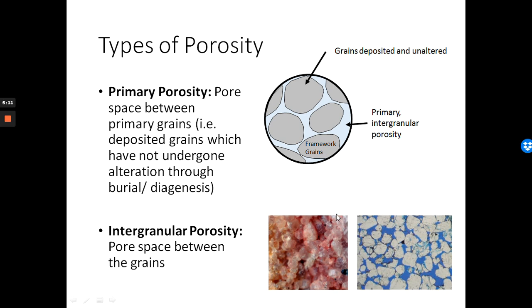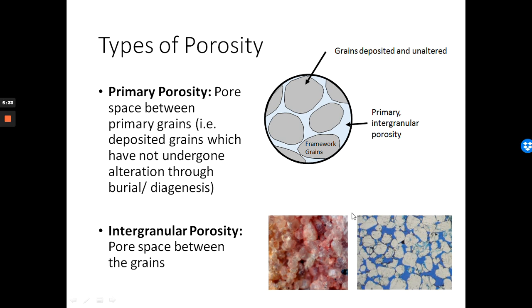So I have a zoom in under the microscope here. I have a sandstone sample. You can see the quartz grains here. And notice the shadowy parts. These are the holes, these are your pores. And the pores occur in between the grains. So this is primary intergranular porosity.